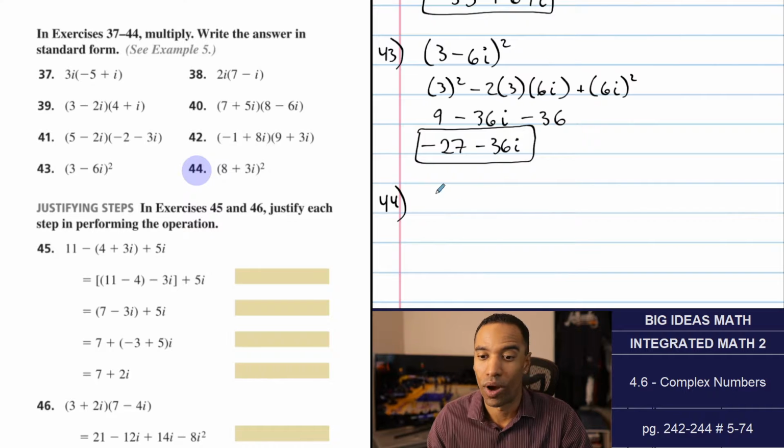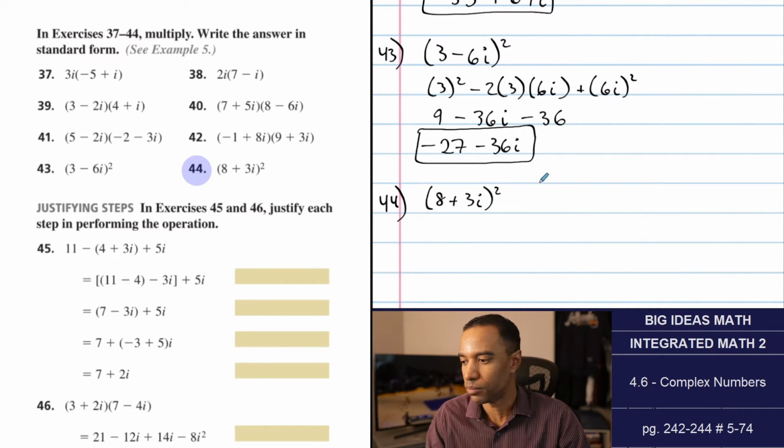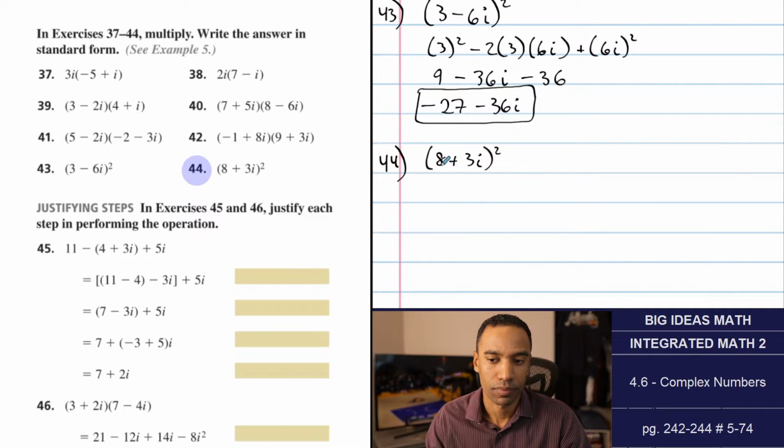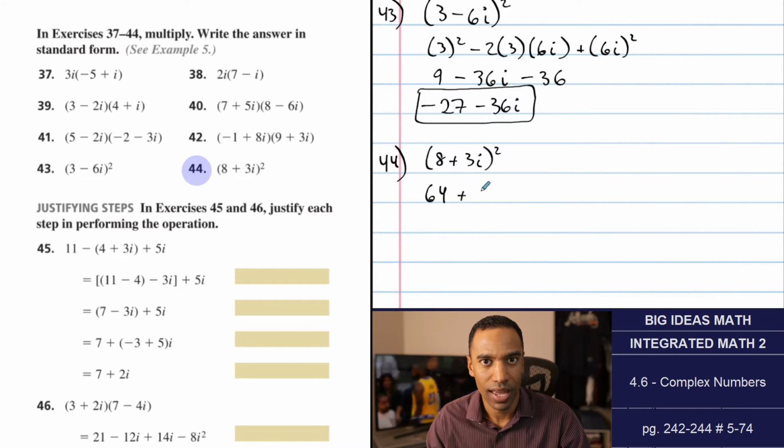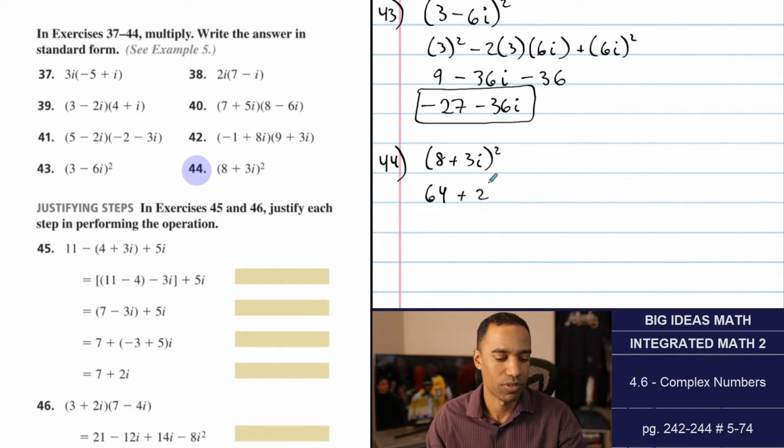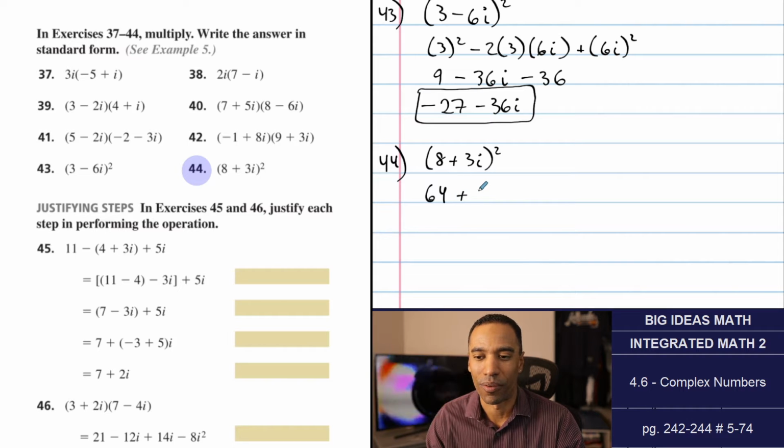I'm going to do this one in one less step. 8 plus 3i, quantity squared. Square the first term. Double the product of these two. Double 24i. Oops. I said what I wanted to write and I wrote what I wanted to say.